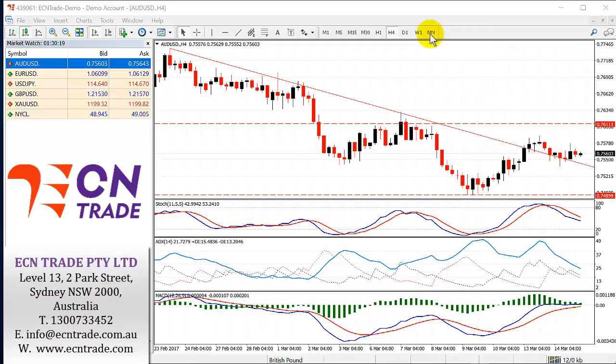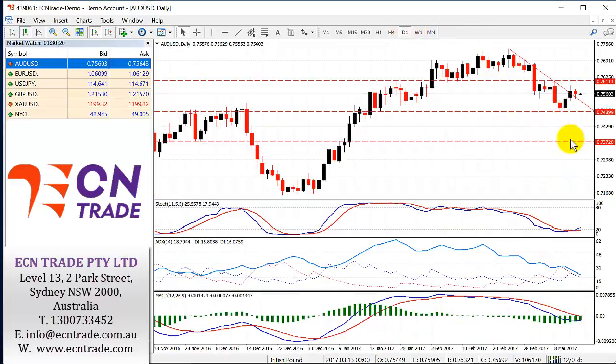A break beneath that 74.80 level will give further exposure to the downside, and I'll be looking for a move towards 73.60 to 70 as an objective. Fresh advances should still be contained around that level of 76.10.15.